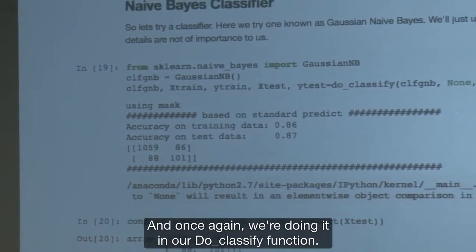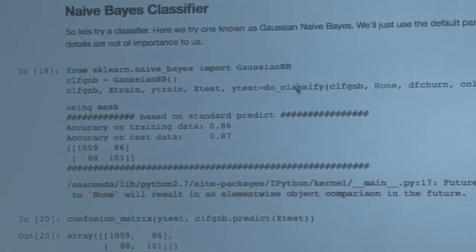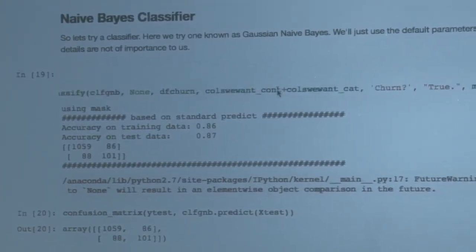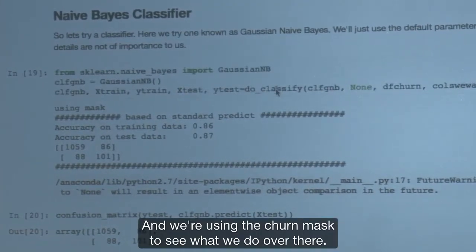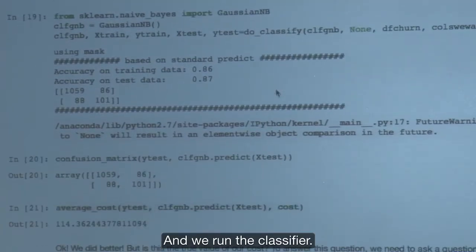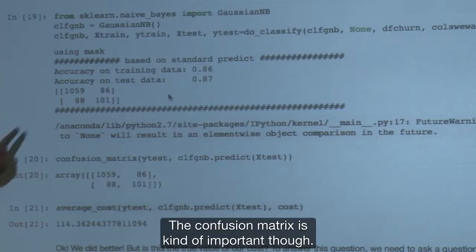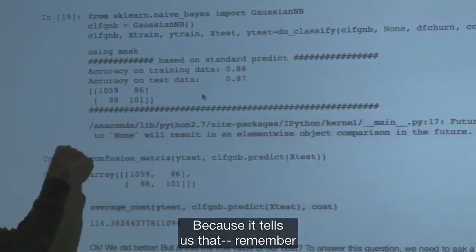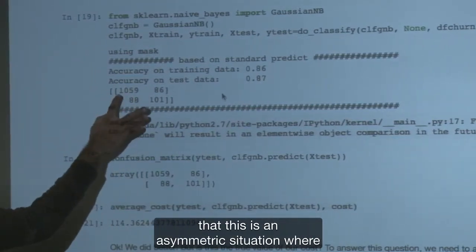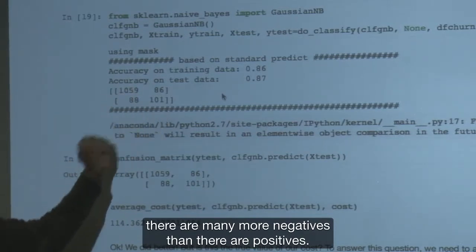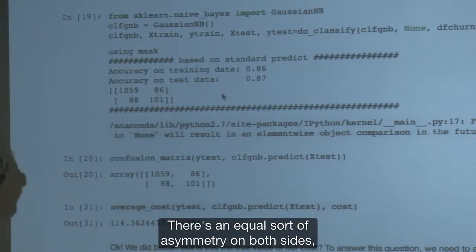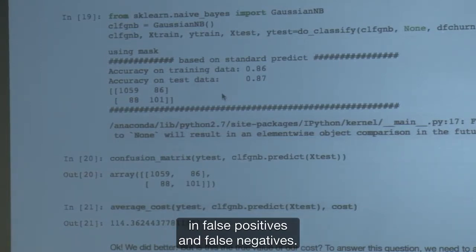And once again, we're doing it in our doClassify function. And we're using the churn mask to see what we do over there. And we run the classifier, and we have a prediction. As you know now, the accuracy means nothing. The confusion matrix is kind of important, though, because it tells us that, remember that this is an asymmetric situation where there are many more negatives than there are positives, that there's an equal sort of asymmetry on both sides in false positives and false negatives.